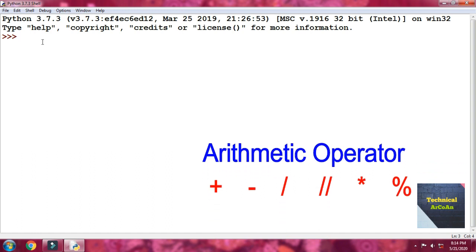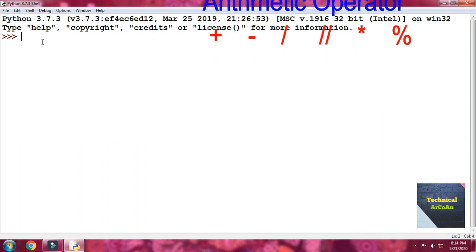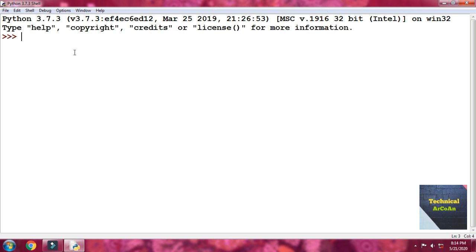In arithmetic there are addition, subtraction, division, float division, multiplication and modulo operators. So we go for an example. Suppose we take x equal 12 and y equal 3. We do the addition, so write x plus y, and we get 15 as output. If we do x minus y, we get 9 as output, which means subtraction.